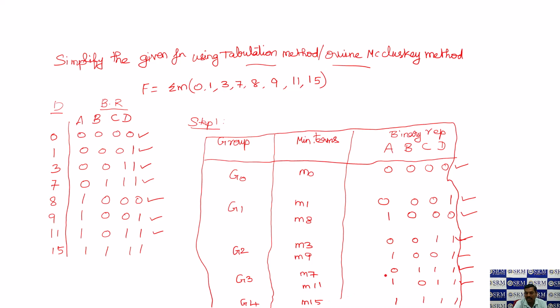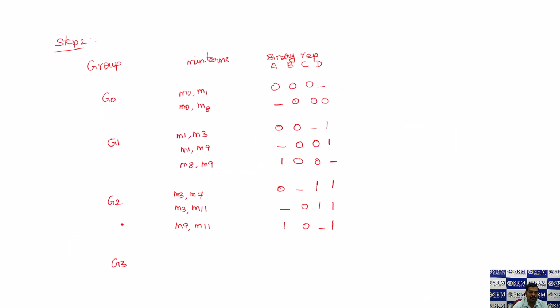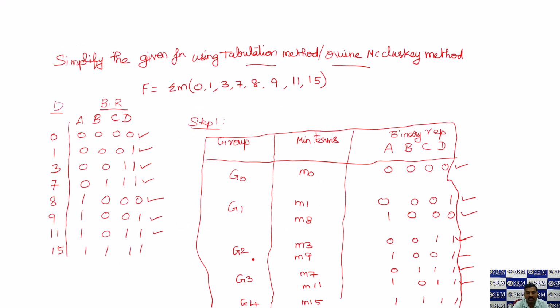Let us see how many bits are varying between M7 and M15. Look at the first bit, that is A. A is varying, and the remaining B, C, D are same for the case M7 with M15. So now this group 3 is M7 with M15. The first bit is varying and all other bits are same. Right?